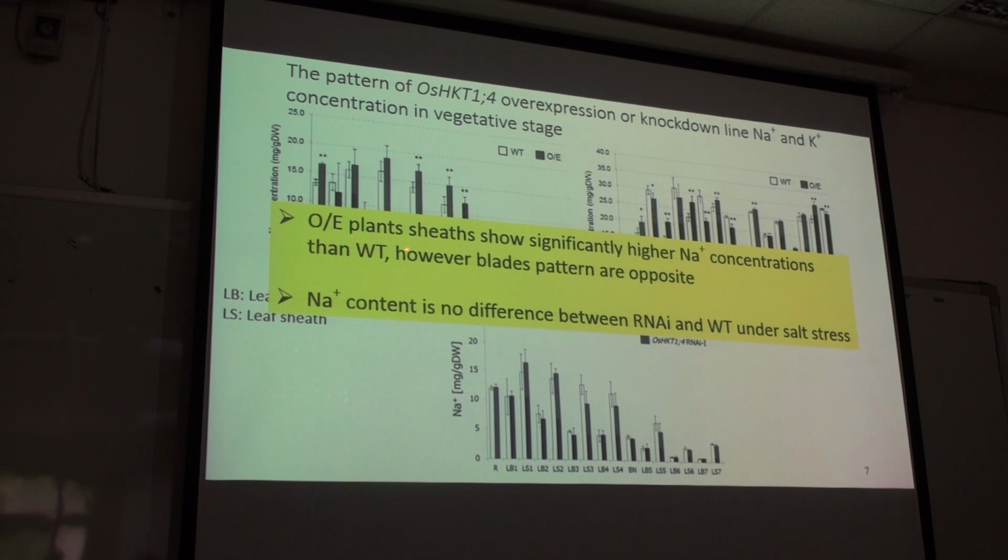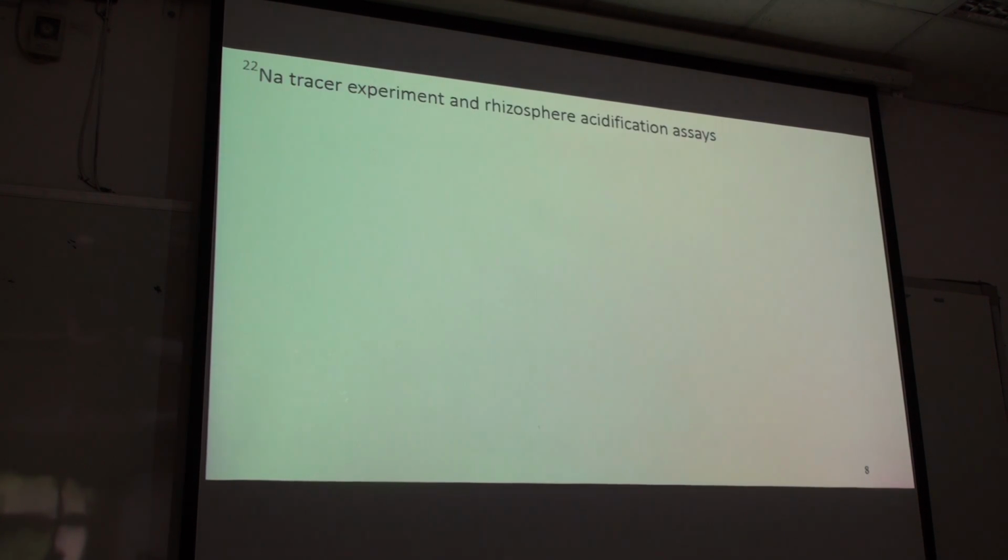So the OE plants show significantly higher sodium ion concentration than the wild type. However, the leaf blade pattern is opposite to the young and old sheaths. And the sodium ion content is no different between the RNAi and the wild type under the substrates.